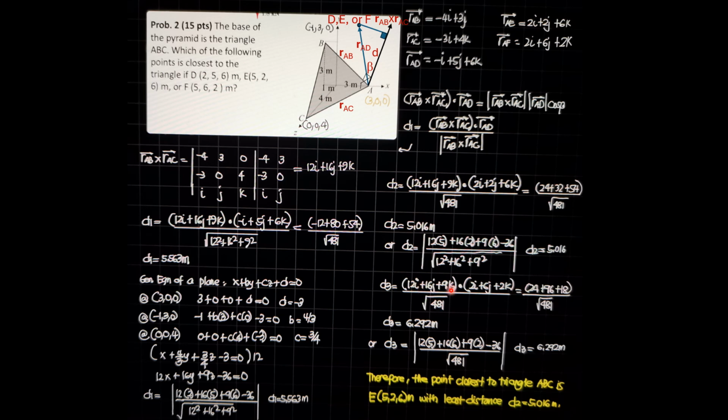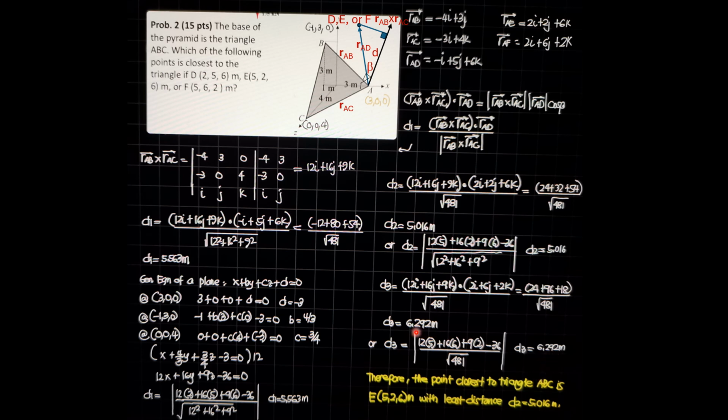So 12 times 2, 24, plus 16 times 6, 96, plus 9 times 2, 18 over square root of 481. And that is 6.292 meters using the alternate formula. 12 times 5 plus 16 times 6 plus 9 times 2 minus 36 over square root of 481, absolute value. That's 6.292 meters, which is the same as that.